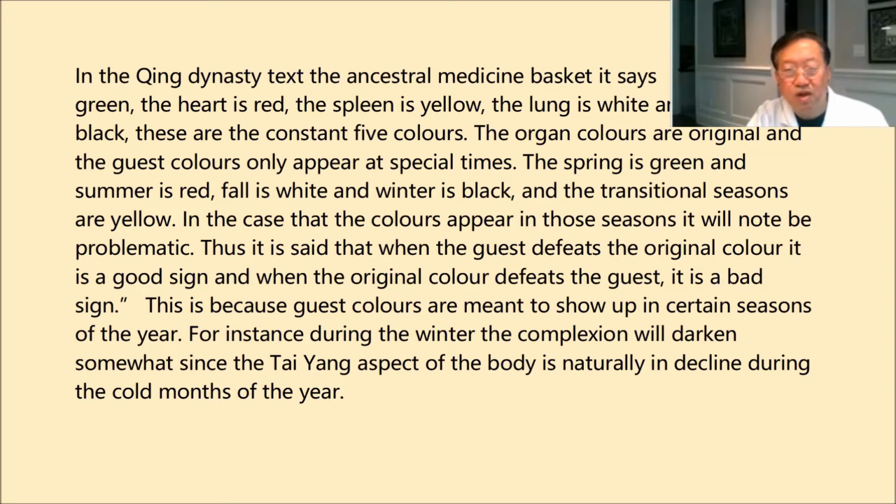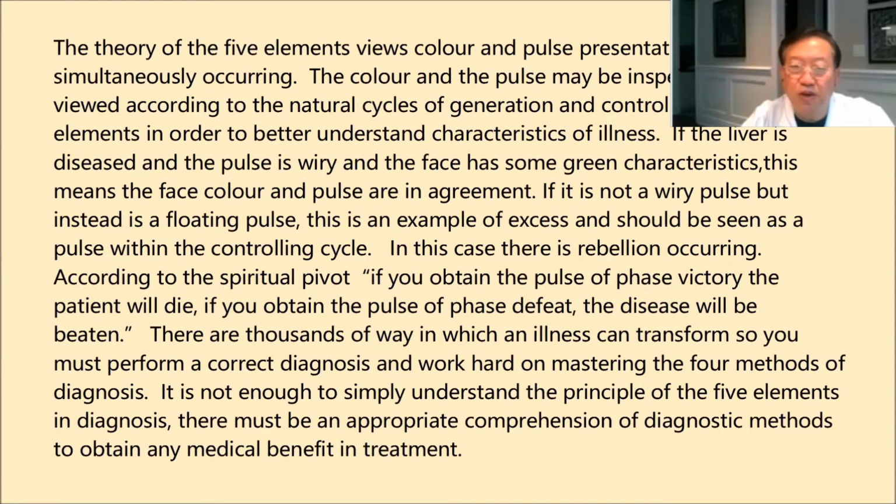This is because guest colors are meant to show up in certain seasons of the year. For instance, during the winter, the complexion will darken somewhat since the taiyang aspect of the body is naturally in decline during the coldest months of the year. The theory of the five elements views color and pulse presentation as simultaneously occurring. The color and the pulse may be inspected and can be viewed according to the natural cycles of generation and control of the five elements in order to better understand the characteristics of illness.